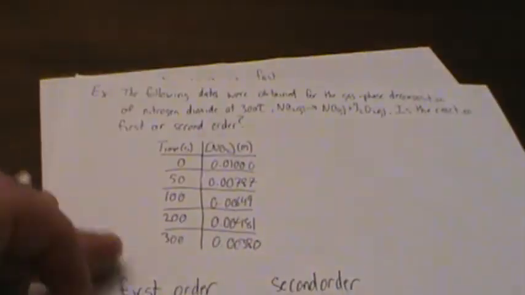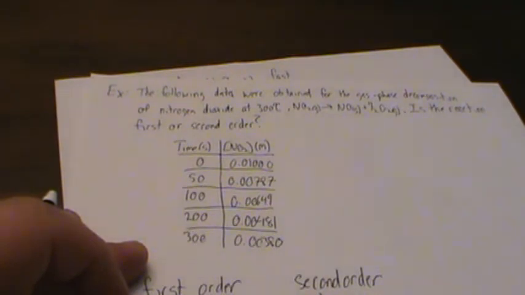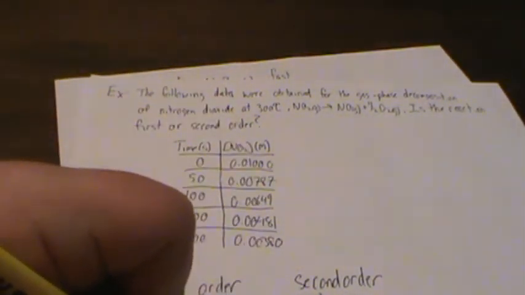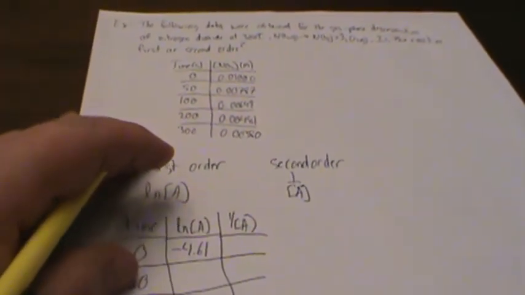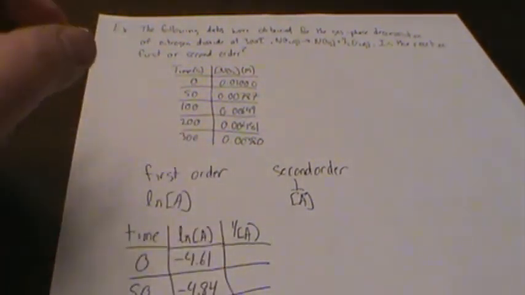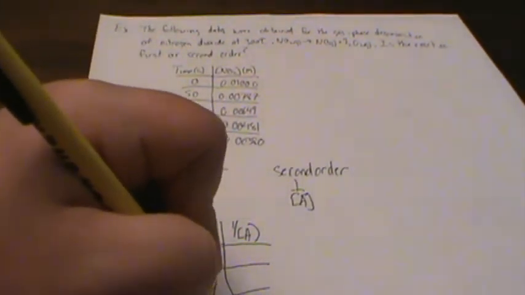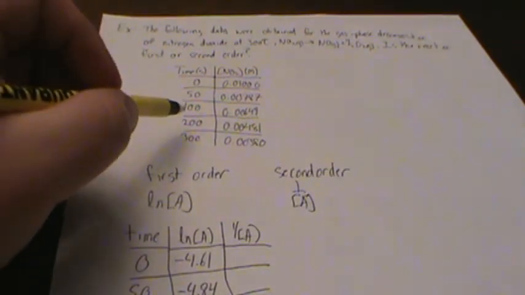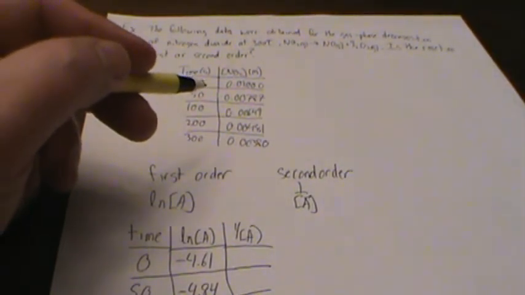Alright, so natural log of 0.0100 is negative 4.61, natural log of 0.00787 is negative 4.84, natural log of 0.00649 is negative 5.04, for 200, natural log of 0.00481 is negative 5.34, and for 300, natural log of 0.00380 is negative 5.57.